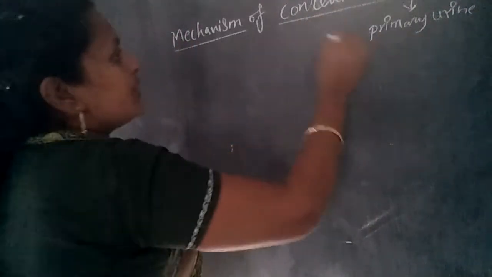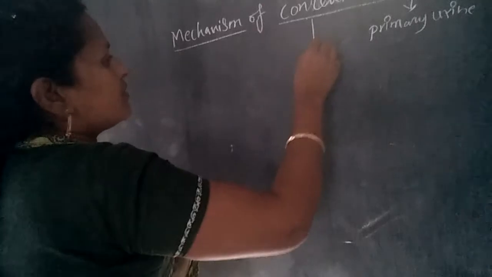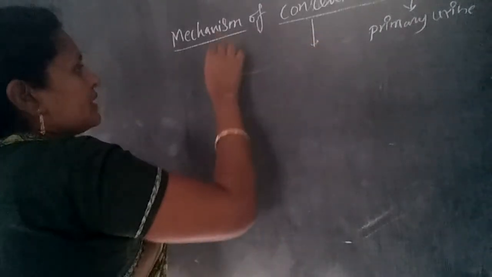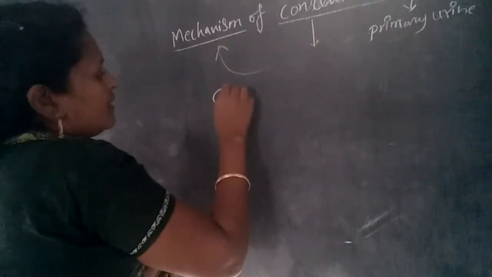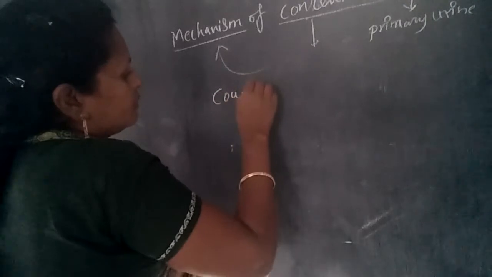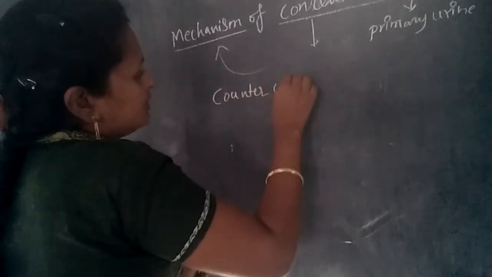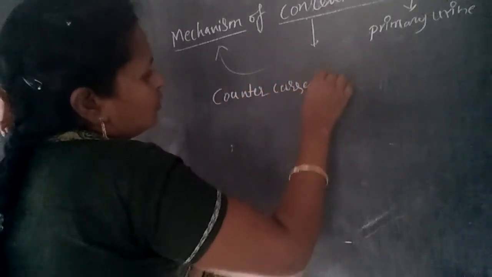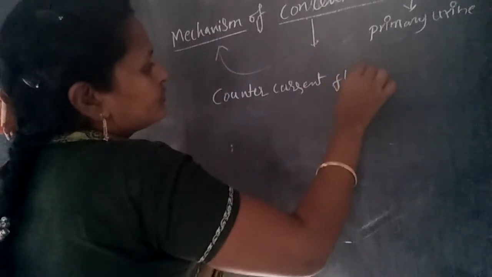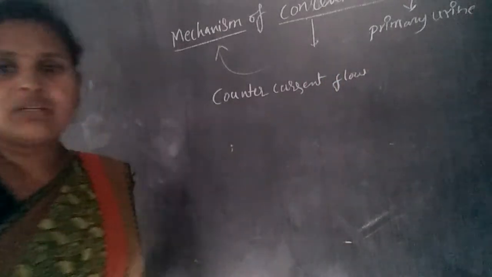The urine concentration levels are followed by a mechanism, and that is the counter current flow. This is the counter current flow method.